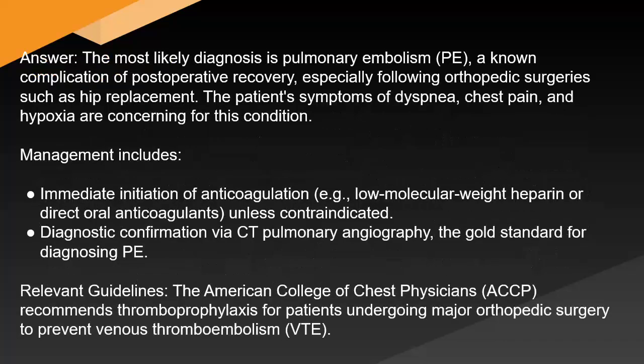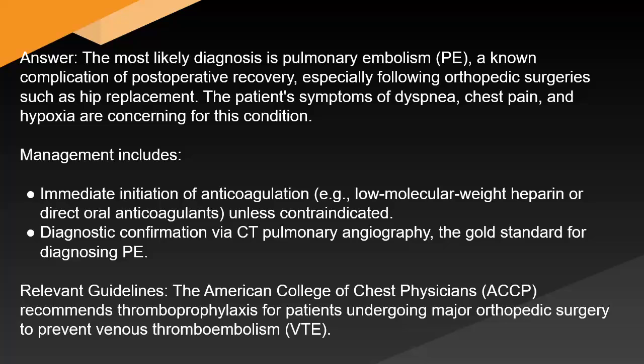Answer: the most likely diagnosis is pulmonary embolism, a known complication of postoperative recovery, especially following orthopedic surgeries such as hip replacement. The patient's symptoms of dyspnea, chest pain, and hypoxia are concerning for this condition. Management includes immediate initiation of anticoagulation, e.g. low molecular weight heparin or direct oral anticoagulants unless contraindicated. Diagnostic confirmation via CT pulmonary angiography, the gold standard for diagnosing PE.